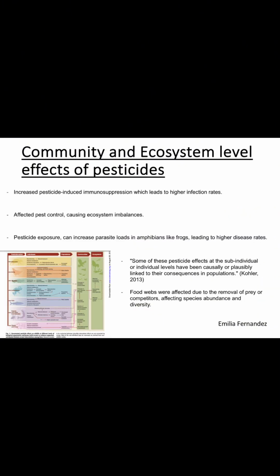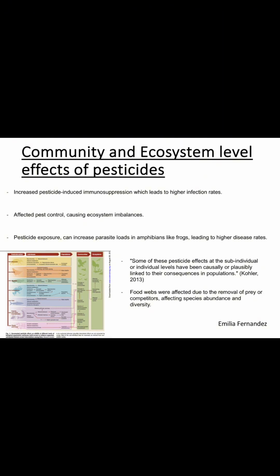Community and ecosystem level effects of pesticides. To begin with, we are going to define community. A community is a group of interacting species living in the same area. As for ecosystem, it is a much broader system that includes both the community and its physical environment interacting together as a whole unit. On to the next slide, we're going to be talking about the effects of pesticides.